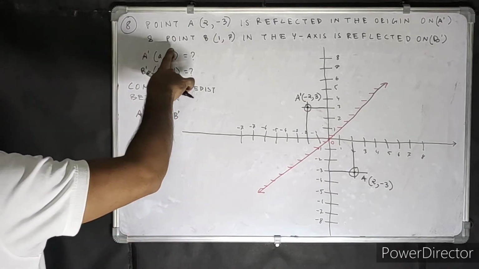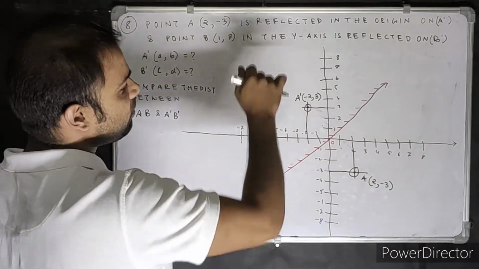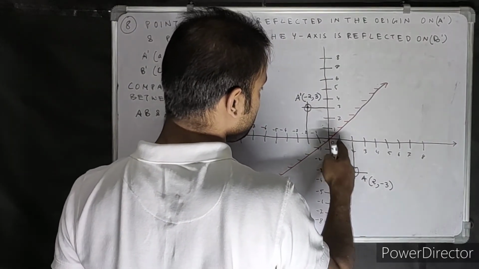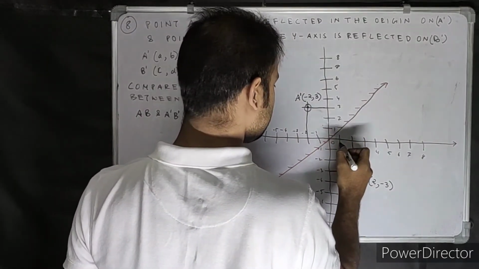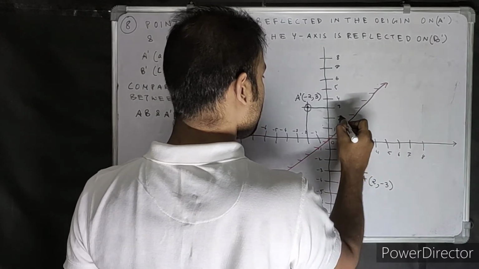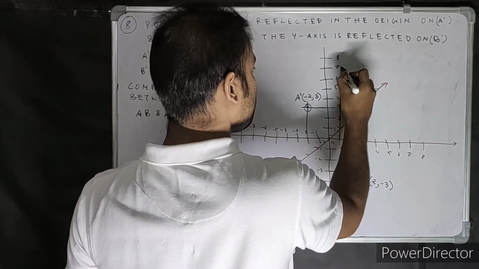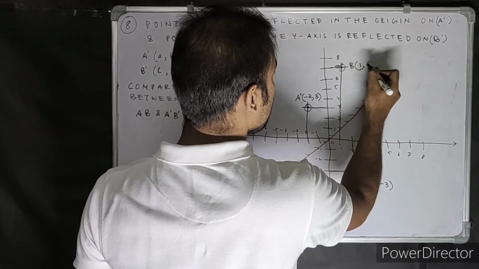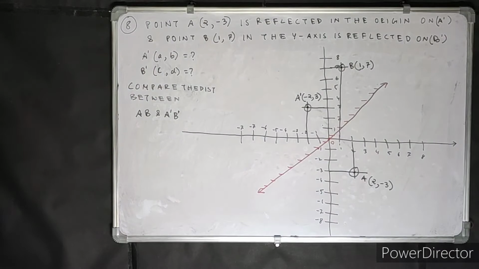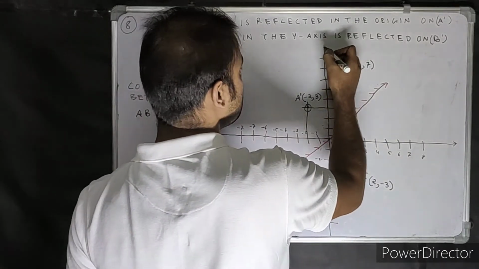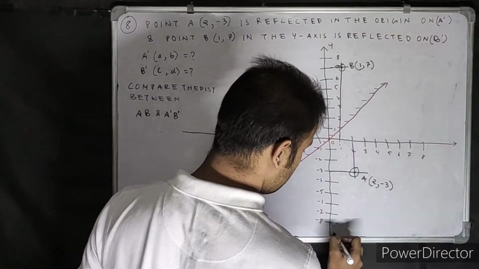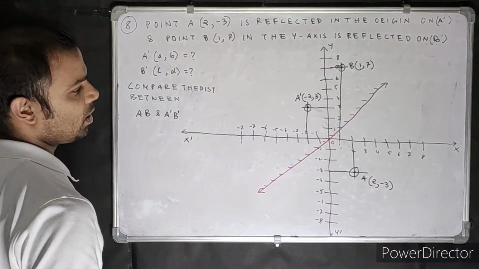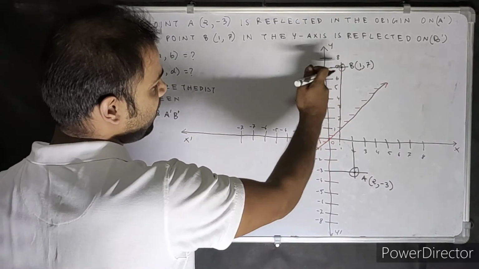Next, B, that is 1 comma 7, is reflected in the y-axis. So 1 in the x-axis, it's 1 this way, this is 1. So go up to 1 comma 7 here. This is point B, that is 1 comma 7. Now it's reflected in the y-axis. This is your y-axis, I forgot to write everything: Y dash, x and x dash. So the y-axis reflecting here.